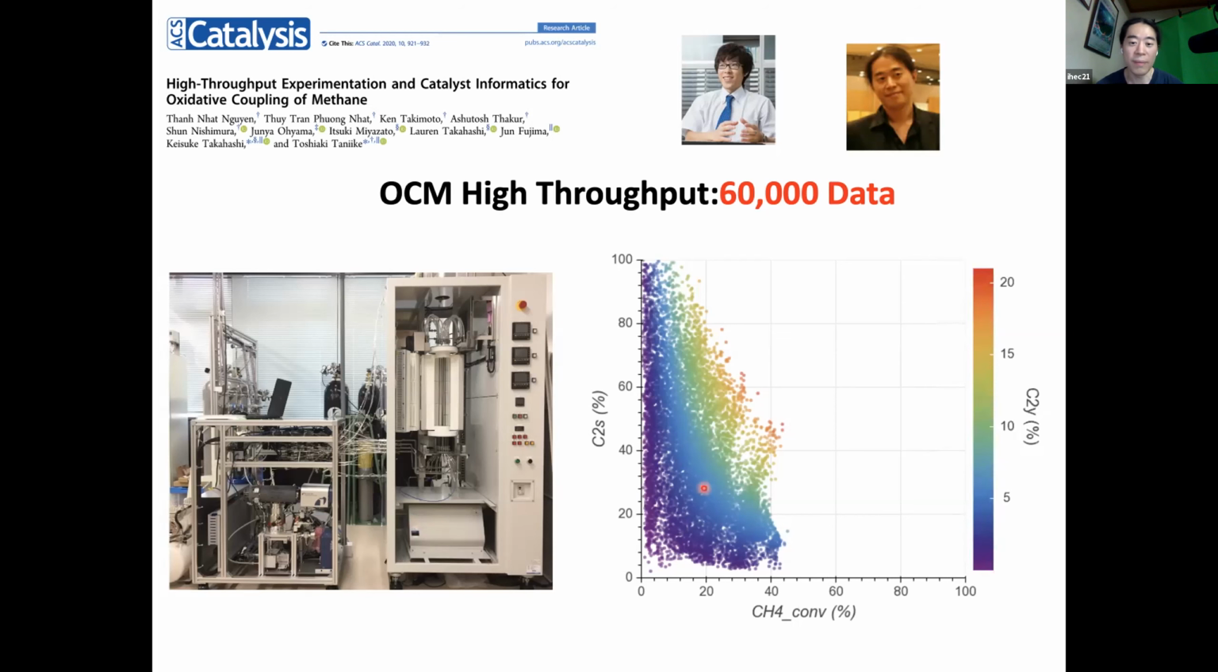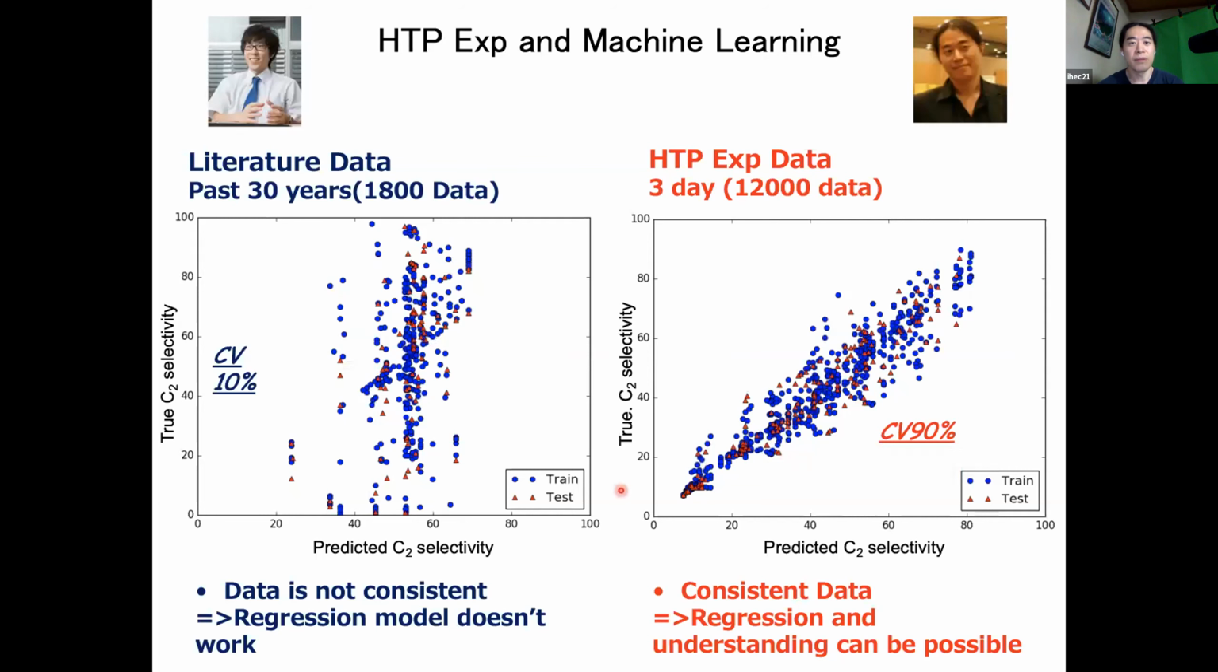From there, as you can see, the CH4 conversion and C2 selectivity data points clearly show an inverse proportional map. From this data, we said, let's design the new catalyst. That's what we are trying to do now. With machine learning, we couldn't predict well from literature data. This is the predicted C2 selectivity from the machine, and this is the true C2 selectivity. We are not able to get the correct line; normally it should be a 45-degree line. We couldn't get anything correctly. But with our high throughput data, we are able to predict clearly.